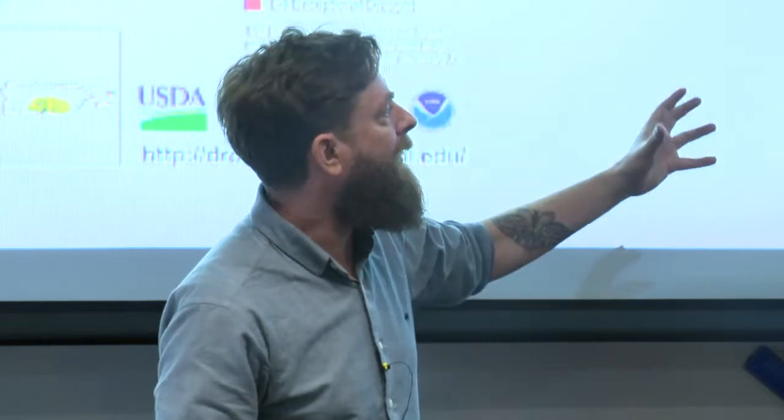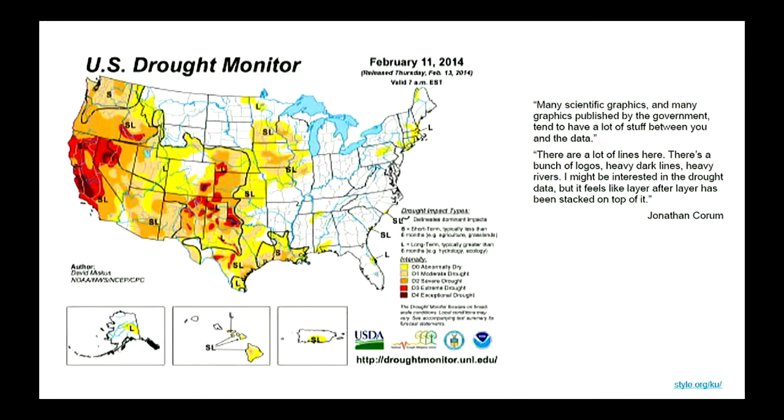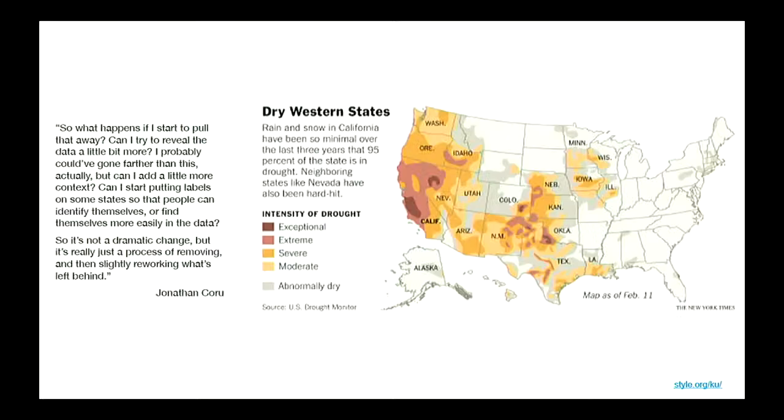This is another amazing New York Times example, and I'm sorry that these are going to be so blurry. I can't find a better example of these Jonathan Corum maps. Well, this is not by Corum, the next one is. But what he did was take these maps of US drought, put out by the government meteorological agency, and redo them. So here, he's saying there's a lot of lines, there's a bunch of logos, the lines are really heavy and dark. I might be interested in the drought data, but it feels like layer after layer has been stacked upon it. And so this is how he transformed it.